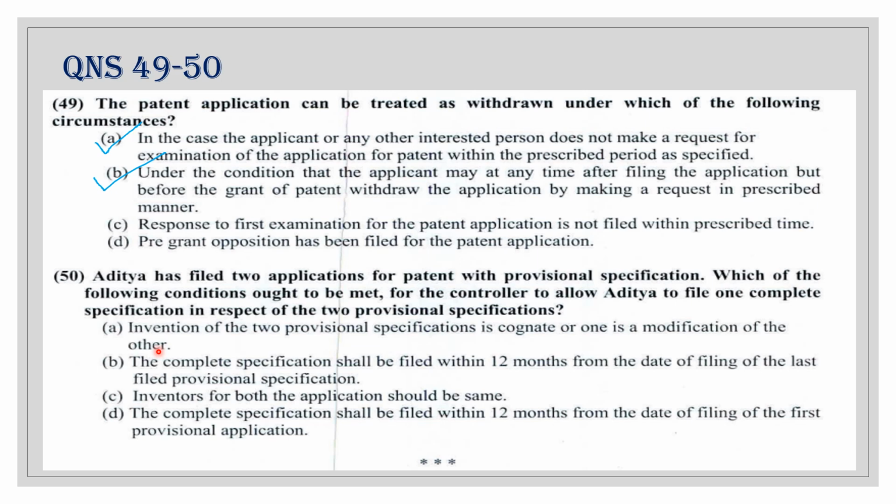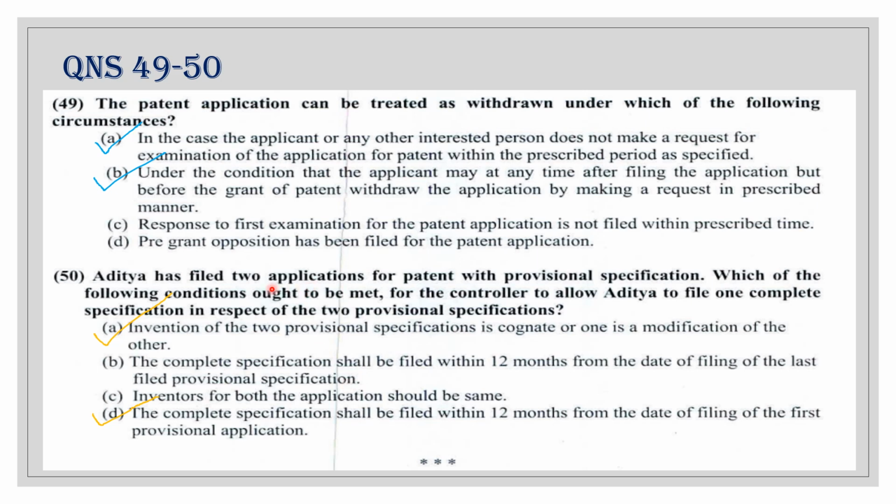Aditya has filed 2 applications for patent with provisional specification. Which of the following conditions ought to be met for the controller to allow Aditya to file 1 complete specification in respect of the 2 provisional specifications? And let me tell you friends, here the answer will be option A and option D. Okay, now we will analyze.